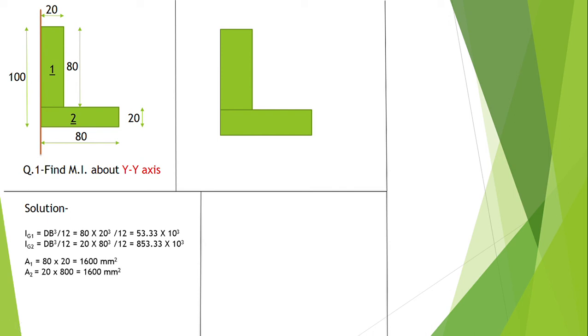Now area 1 and area 2. For this one, area 1 is 20 into 80 or 80 into 20, whatever, and for the second it is the same, 80 into 20, so we get the same area, 1600 and 1600 mm square.